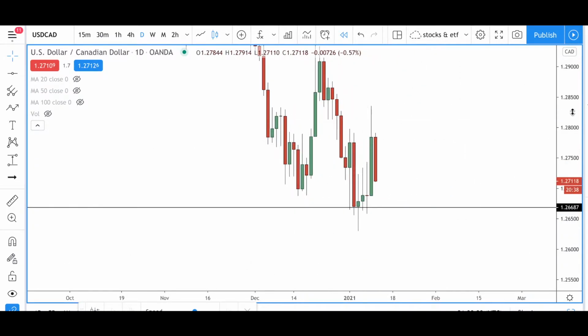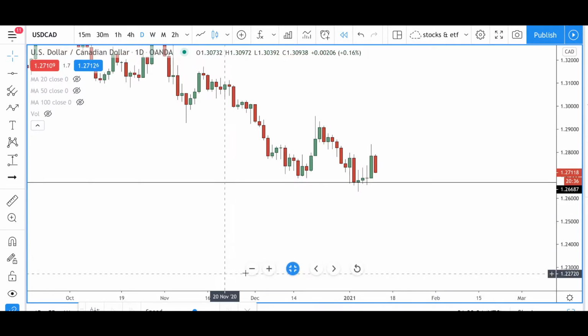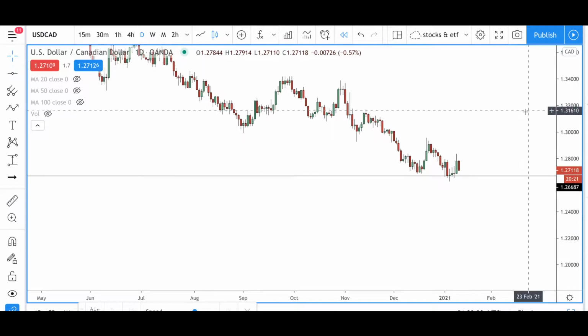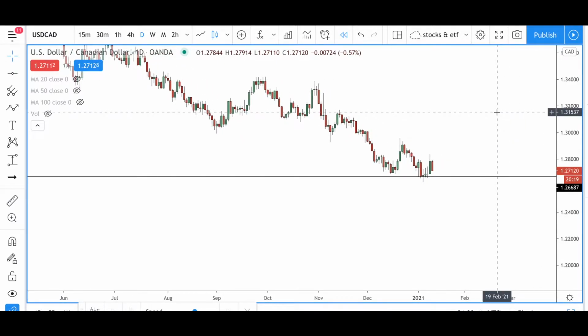this particular pair. So if we zoom out on the daily time frame, we can clearly see over a period of time since September actually, the pair has made lower lows and lower highs. So for me, this indicates exactly that the pair is in a bearish trend.